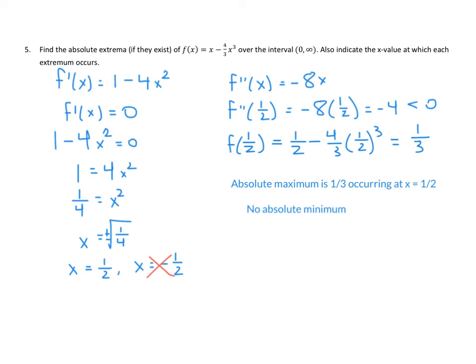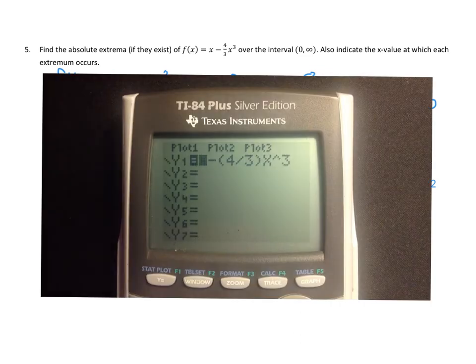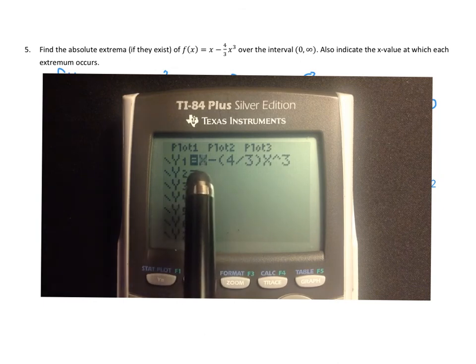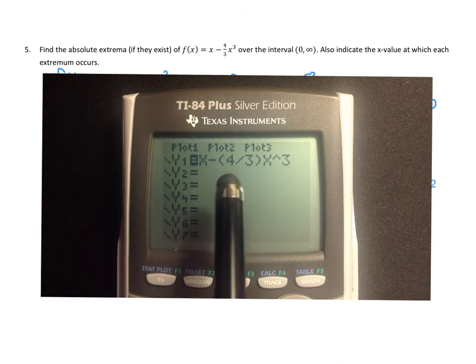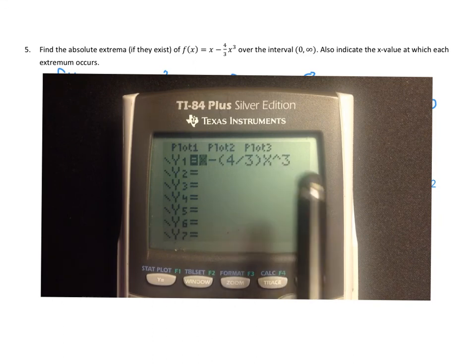Since we are working on an interval that is not closed, and there was only one critical value that turned out to be an absolute maximum, that means we have no absolute minimum. We can check our work in our graphing calculator by hitting y equals and then typing our function into our y1. So we're typing in x minus 4/3 x cubed.